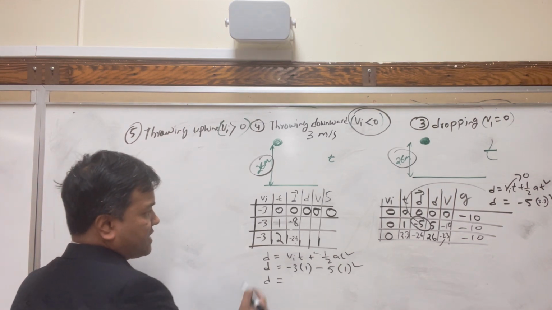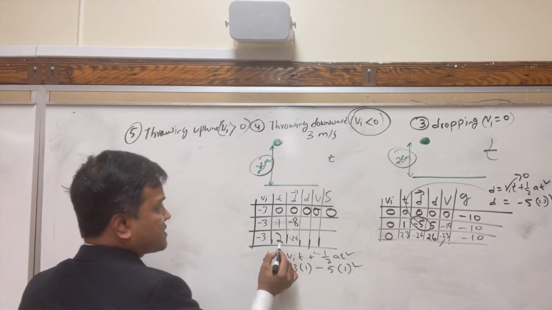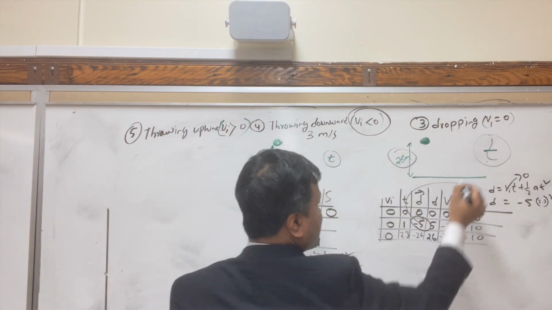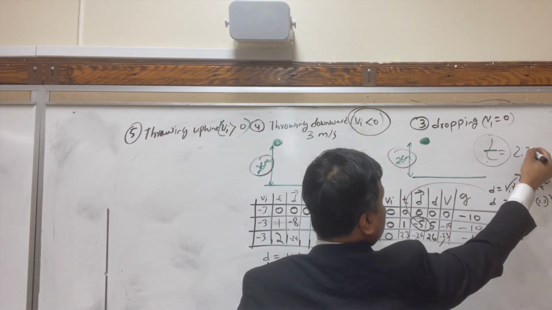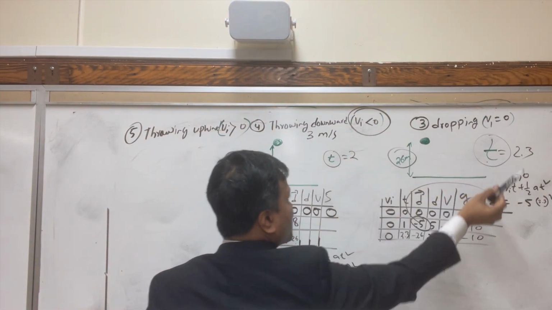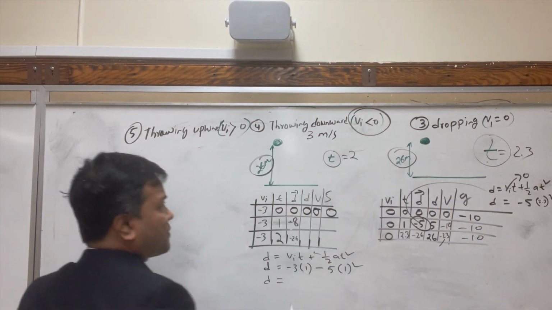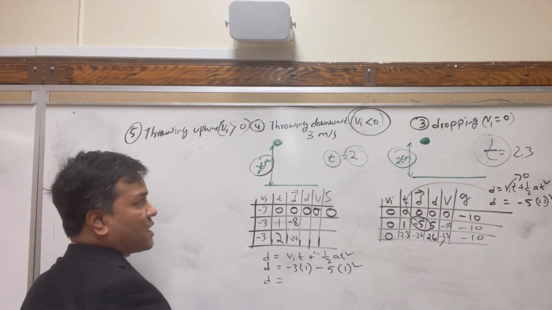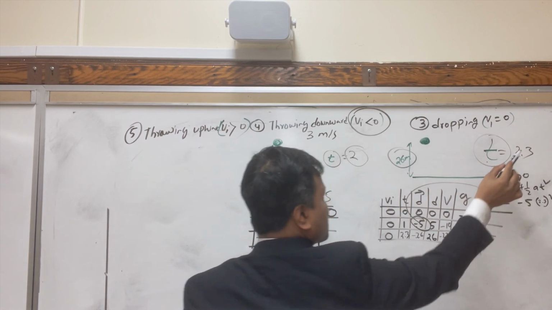Yeah, sure, it takes 2 seconds. It takes 2.3 seconds, it takes 2 seconds. This is why I wrote small t, this is why I wrote big T. Big T means 2.3 and small t is 2, because 2 is smaller than 2.3 and 2.3 is bigger than 2. That's what I mean. So when you throw down, it takes a small amount of time. When you drop, it takes a big amount of time.